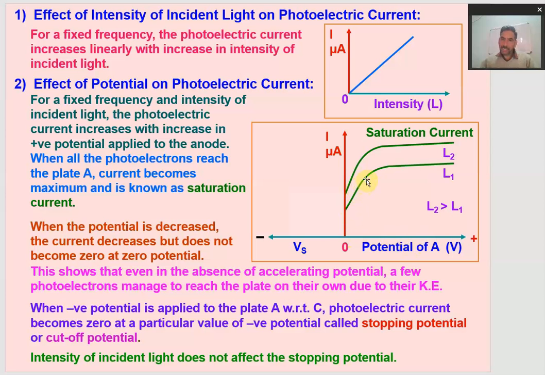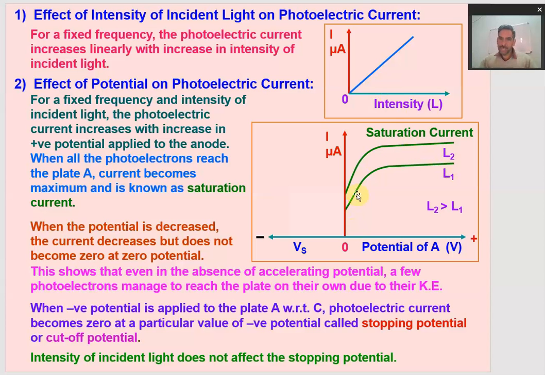It goes on increasing till it becomes maximum and increases no more. So it becomes constant at a particular value of the potential. This constant value of photocurrent is called the saturation current. In the first graph, L1 is the intensity of the first radiation, and if we increase the intensity, we will get the saturation current to be a bit higher. Of course, as we have discussed here.